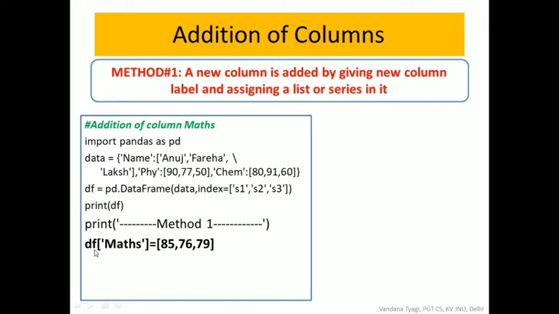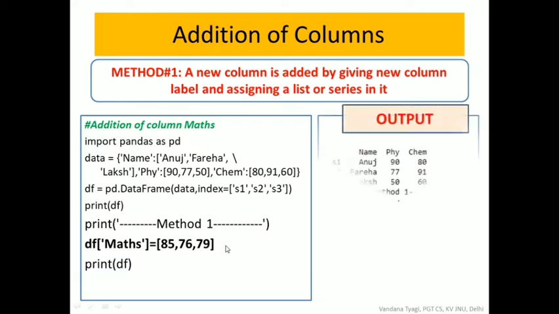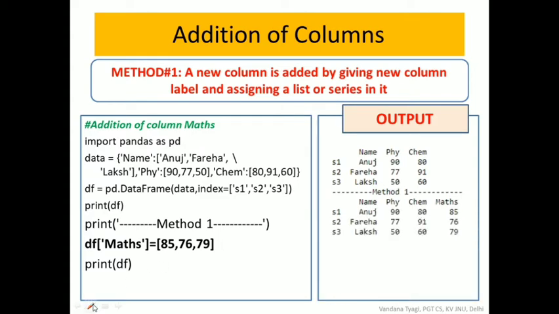Now starting with method 1, look over here. We have written df['maths']. This is a new column label we have given, and a list we have given to assign the values. Once we print this, let's see what comes up. If you see here, this df['maths'], a new column, is added and the values are 85, 76, 79. We already have name, physics and chemistry in my data frame, and now a new column maths is added with the values 85, 76 and 79. So this is the first method of adding a column.